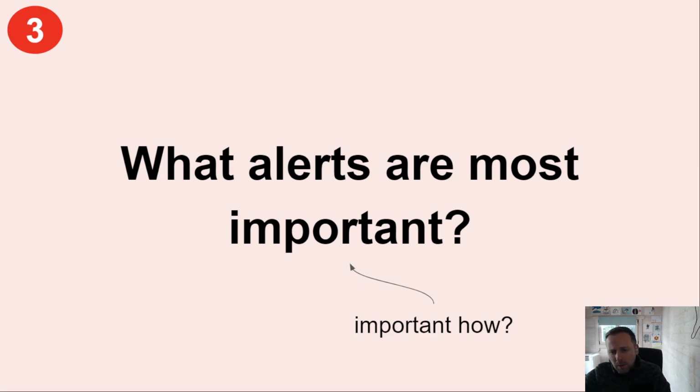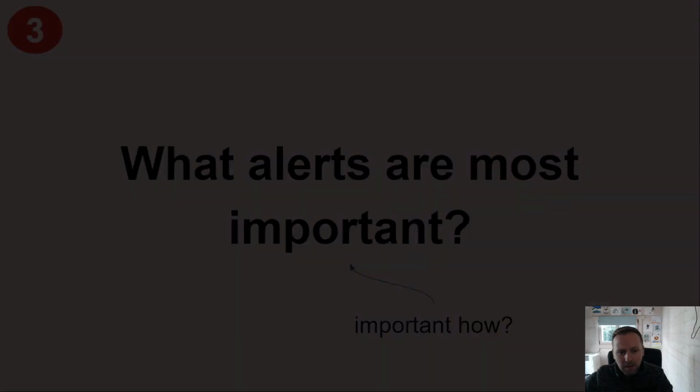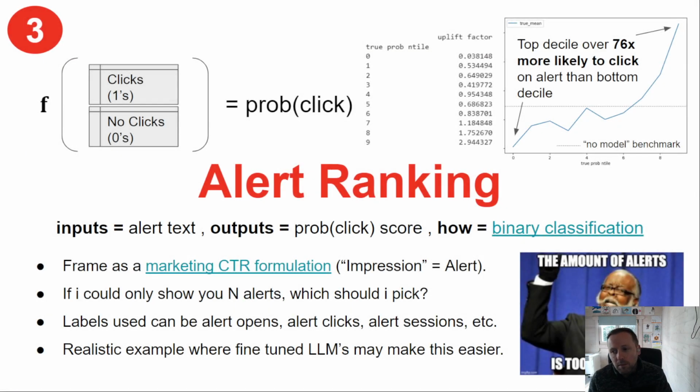But another approach is to just accept that there's always going to be alerts, and there's always going to be lots of alerts. So one approach here is to actually turn it into a ranking problem. The input is some alert, and the output is a score, the probability of this alert soliciting a click from whoever I'm sending it to. And so this is a binary classification problem.